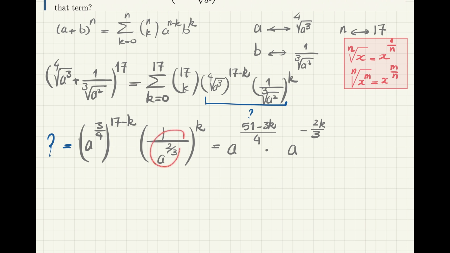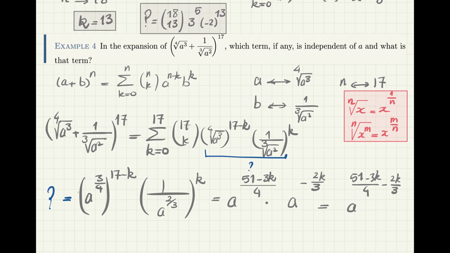So I moved it up, it becomes minus 2/3, and then to the power k, I multiplied them and I wrote it here. But you immediately realize that these two are the same, so it means that I write the a and I start adding the exponents. So it becomes 51 minus 3k over 4 minus 2k over 3. Yes, so this is the simplified version of this question mark.